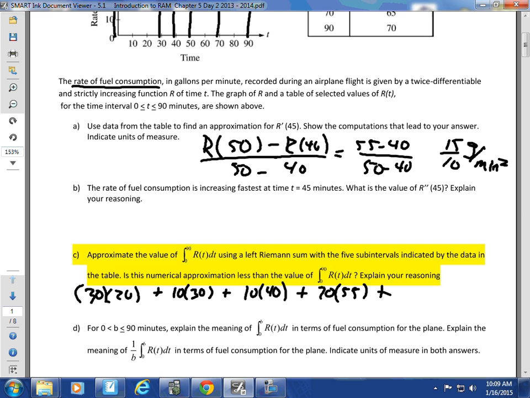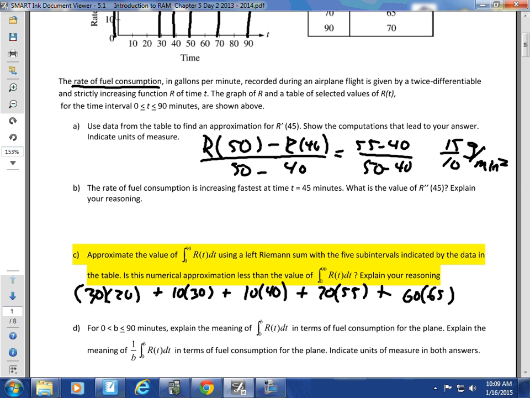And the fifth rectangle? 20 by 65. So if you go back and you look at the table, how many heights were listed? 6. Which ones did we use? The first 5. And we left off the one that's furthest to the right, and that's going to always happen when you're using a left Riemann sum.